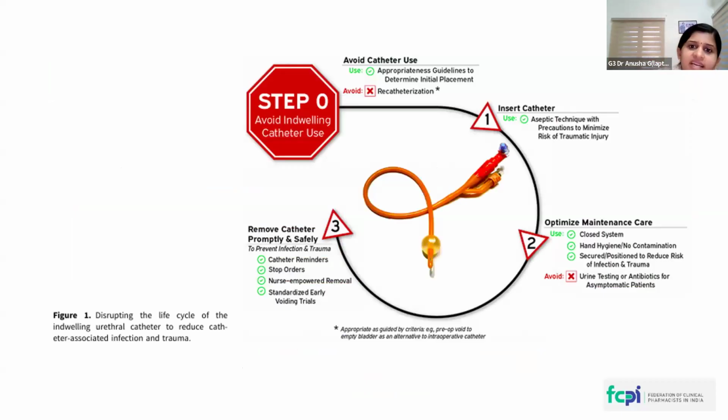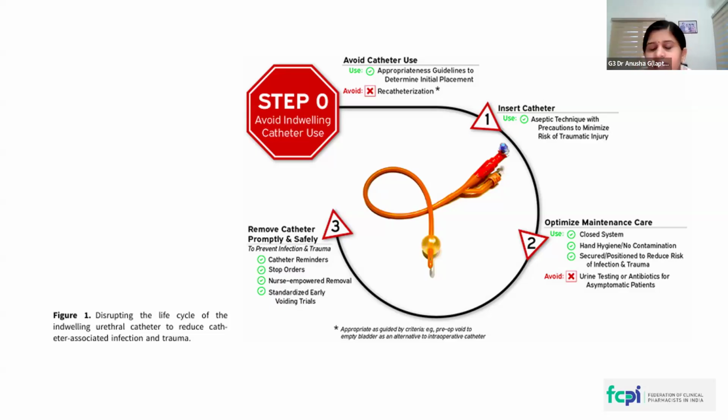Now, what is very important to prevent CAUTI? Number one, you try to avoid catheter use as much as possible. So there should be an indication for placing the catheter. If there is an indication, the catheter must be inserted using aseptic procedure, and it should not cause a lot of trauma to the patient. So the proper diameter should be chosen for the catheter according to the patient.